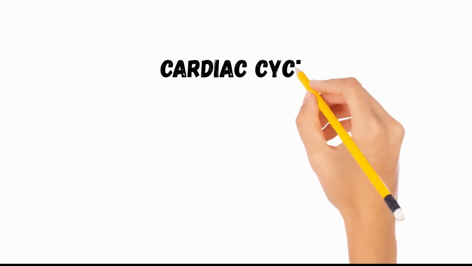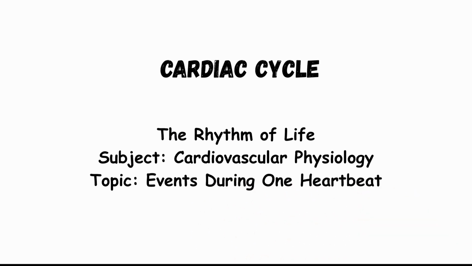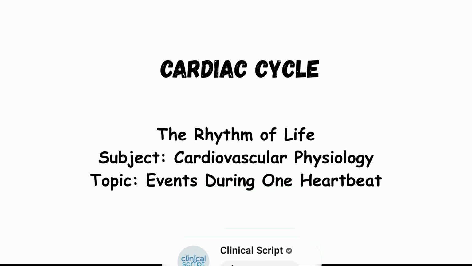Hi everyone. Today we are going to study one of the most important physiological processes in the human body, the cardiac cycle. Every minute, your heart beats around 72 to 75 times. That means in one day, it beats nearly 100,000 times. But have you ever wondered what exactly happens during one single heartbeat?